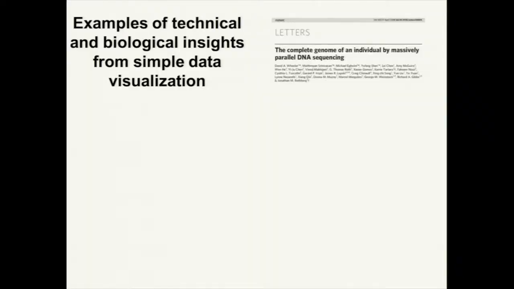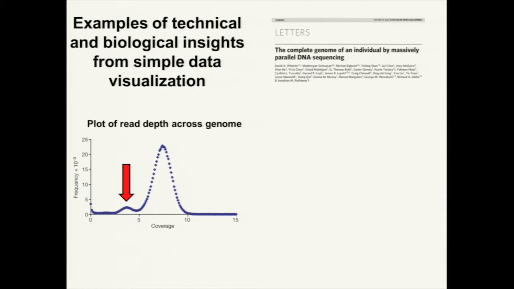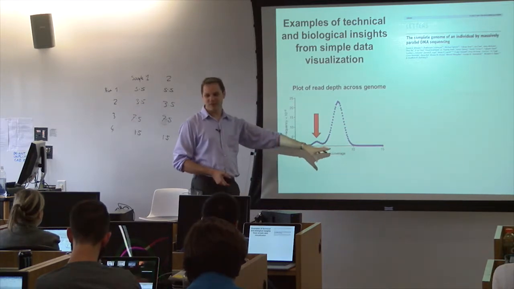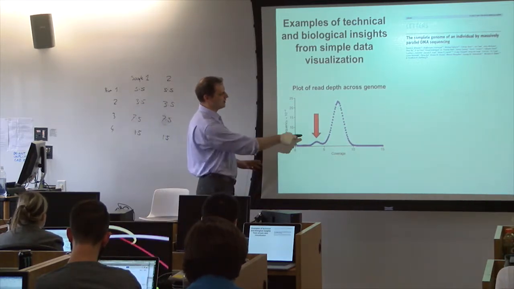Here's some other really neat examples of just data visualization and what it can tell you. So I talked about this paper yesterday briefly. That was Jim Watson's genome that was sequenced with 454 sequencing. So that was the first diploid genome that was sequenced. And this is just, I think, supplementary figure 1 from their paper or something. It's a plot of read depth across the genome.